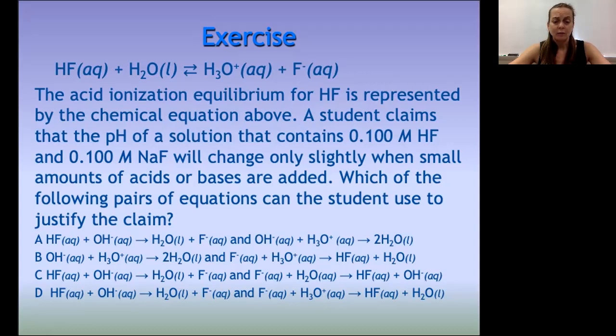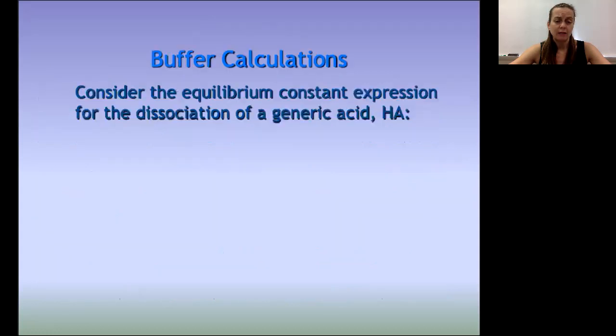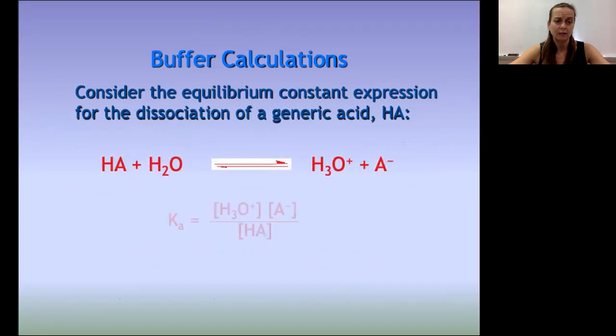Now let's talk a little bit more about calculations with buffers and understanding the pH of buffers, because this is definitely something we did not talk about in Honors Chem. So we talk about the dissociation of a generic acid. We know that Ka is equal to the hydronium ion concentration times the conjugate base concentration over the weak acid concentration. We also know that we can take that apart, and the negative log of the hydronium ion concentration is pH.